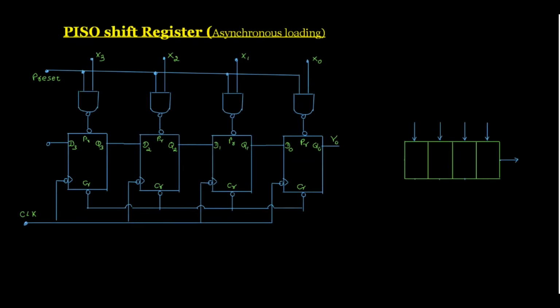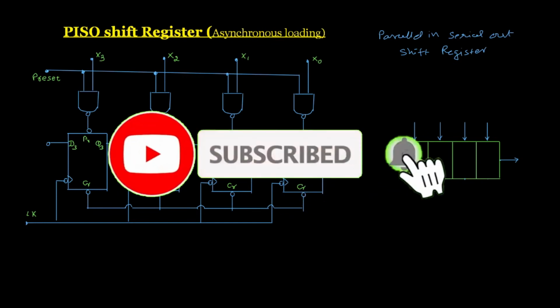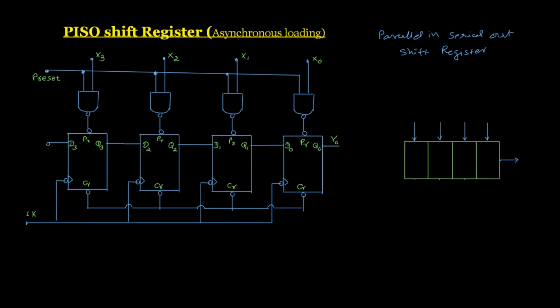Today in this video lecture we will discuss the third mode of the shift register, and that is the PISO shift register. PISO shift register is also known as a parallel in serial out shift register. So basically in this type of shift register, the data are entered in a parallel fashion and it is read in a serial fashion.